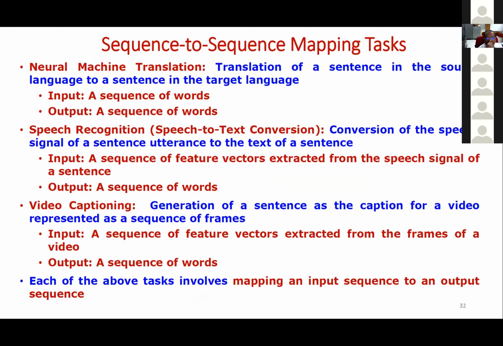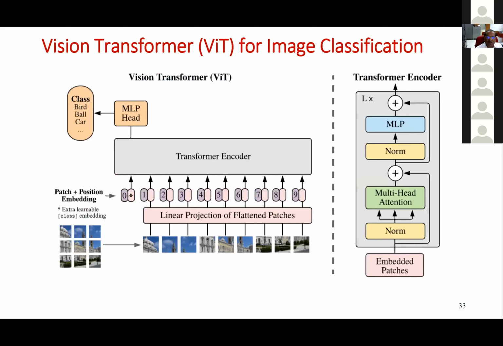As I said, this model is mainly suitable for performing a variety of sequence to sequence mapping tasks like machine translation or speech to text conversion or video captioning. Interestingly, it's also being used for the image classification task, where we divide the image into parts, which are called patches. Then we get one representation for each of the patches by passing it through some kind of a feature extraction module. Then we get a sequence of feature vectors that represent the sequence of patches. That goes as input to the encoder module in the transformer.